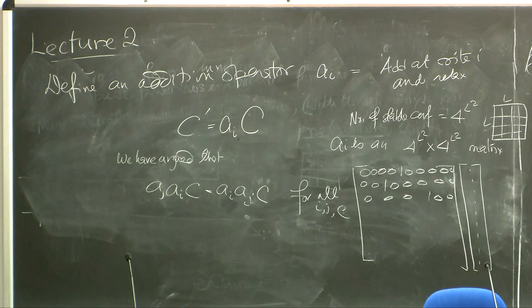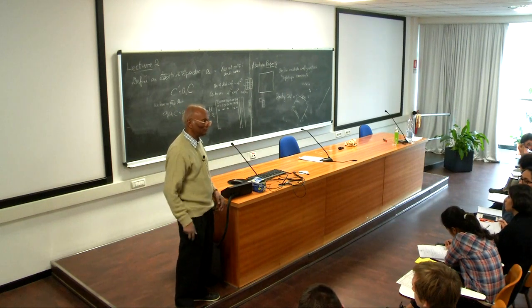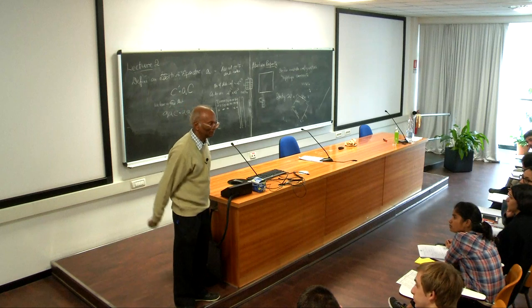Sorry, but why is the matrix 4 to the L squared? Because each site can take 4 possible heights, 0, 1, 2, 3, in a stable configuration. And there are L squared possible sites because I am working on an L by L square. That's right. So the vectors are 0, 0, 0, 1 in one place and 0 elsewhere, and this matrix applied on them gives you another such vector.